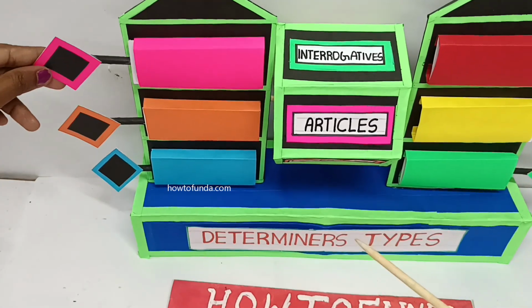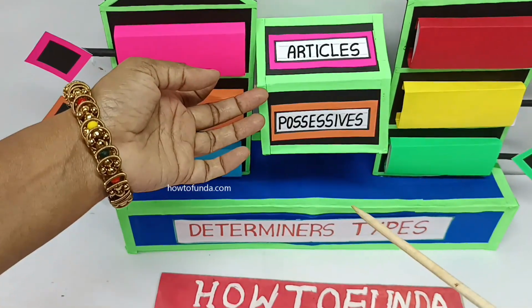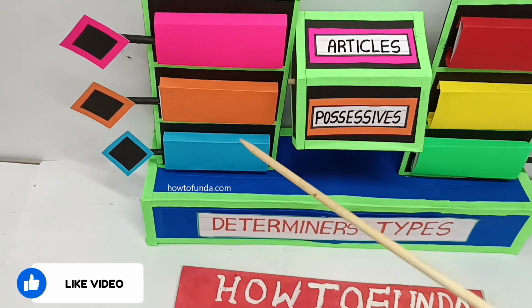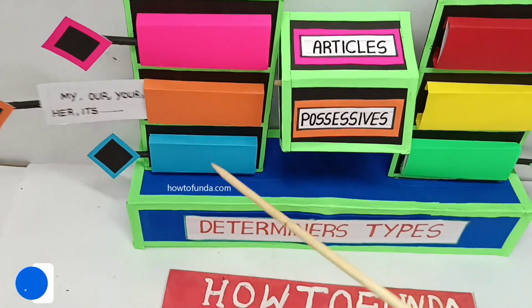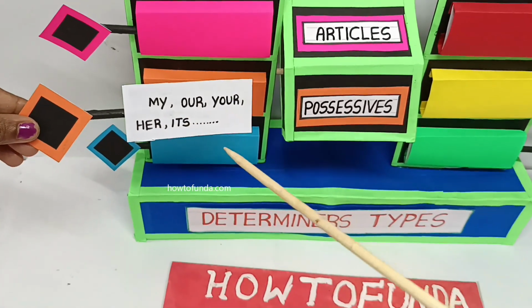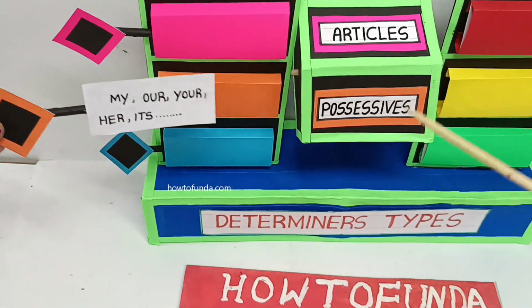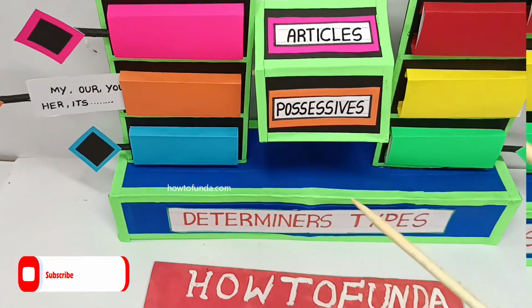The next type of determiners we use here is possessive. If you can see here, these are mine, ours, yours, her. These are some of the possessive determiners.